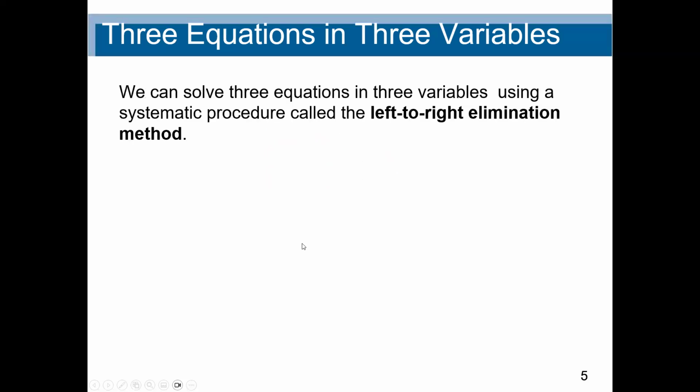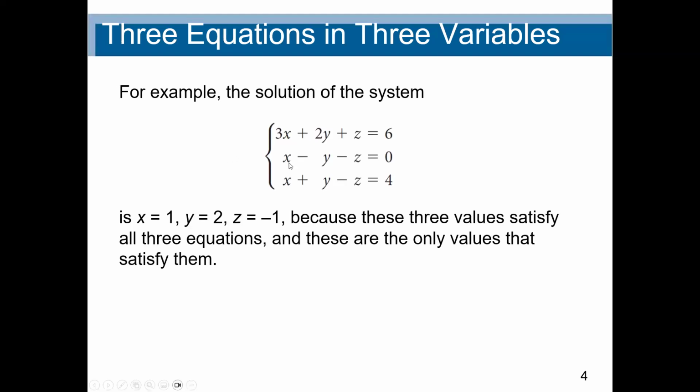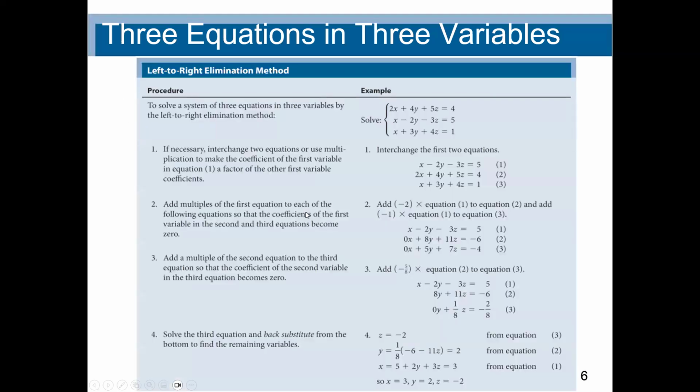And this method is called the left to right elimination method. You can see we are eliminating from left to right. Let's go back again. We're going to eliminate the first column, second row, and third row. Then we eliminate also the second column, third row. Then we start to substitute. So let's see an example here.